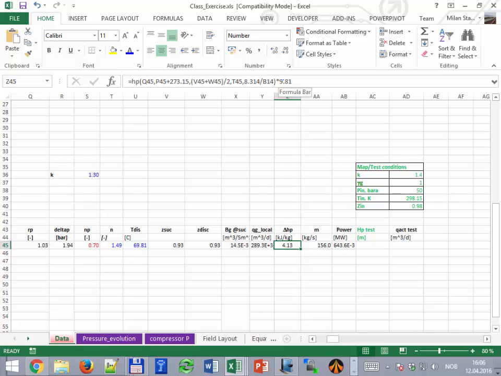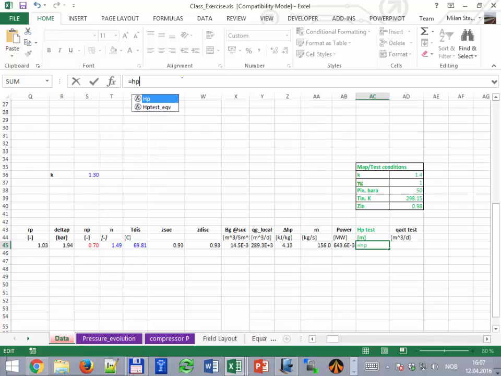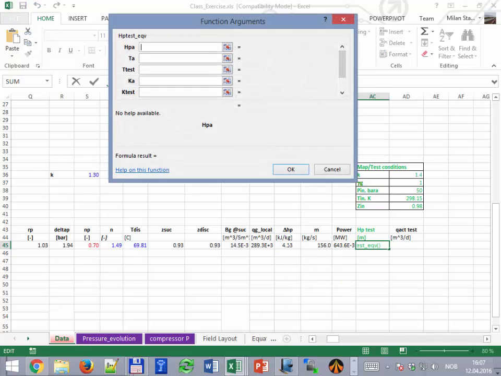Multiply. But why is it so small now? Before it was 400, right? Or not? But I put here a point. That's correct. Yeah. You are awake. That's good. So HP test equivalent, and here we need the HP, but divided by 9.81.